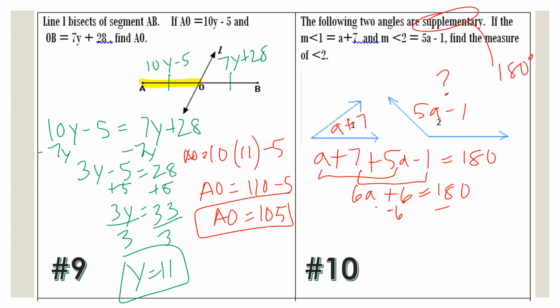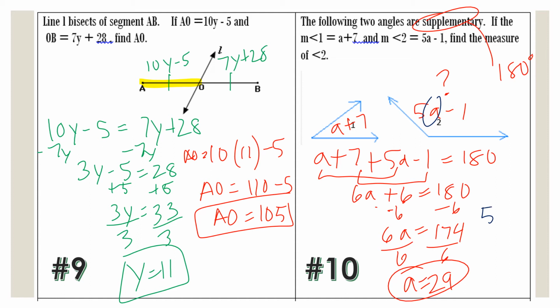You would subtract 6 from both sides. You get 6A equals 174. And then 174 divided by 6 is 29. So A equals 29. Again, you're not done there yet. We need to plug it in for A right here to find our answer. The measure of angle 2 is 5 times 29 minus 1. 5 times 29 is 145, and 145 minus 1 is 144 degrees for angle 2.